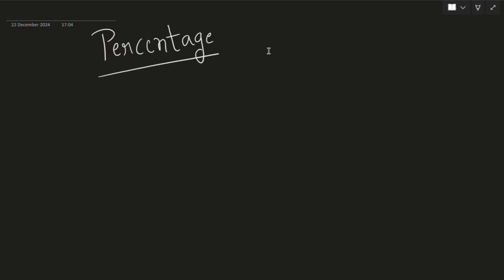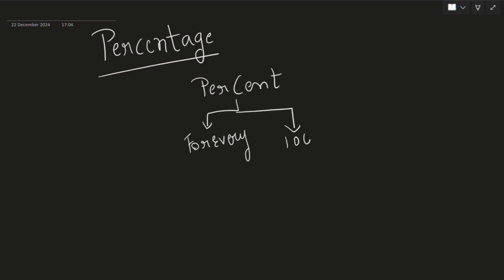Today's topic is percentage. Percentage is such a topic which is used widely in arithmetic. First, let us understand the word percent. The word percent is divided into two parts, per and cent. Per means for every and cent means 100.